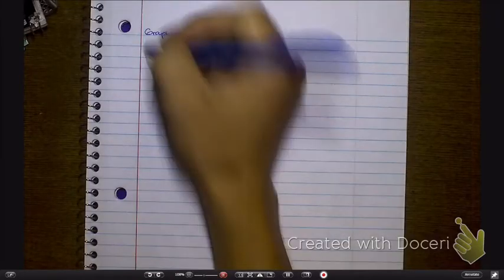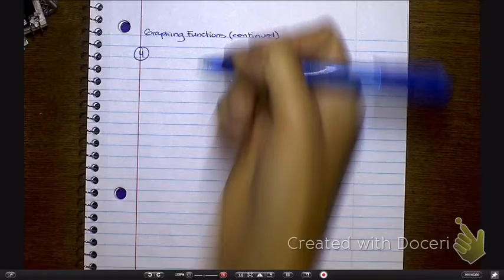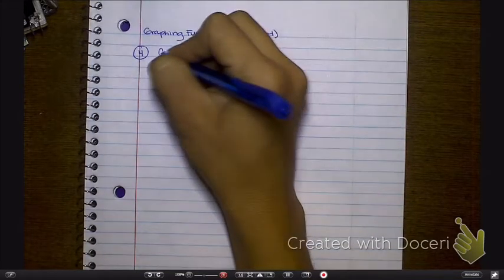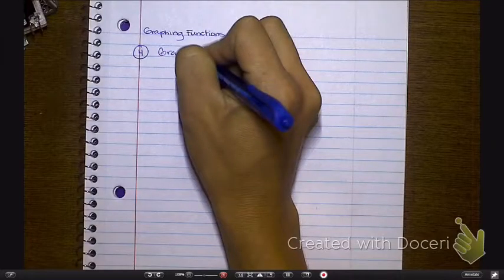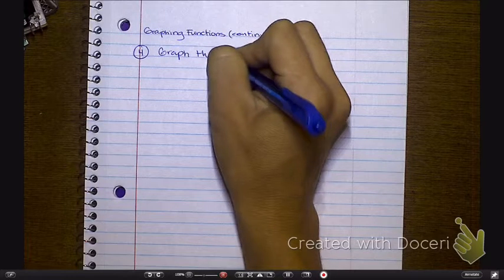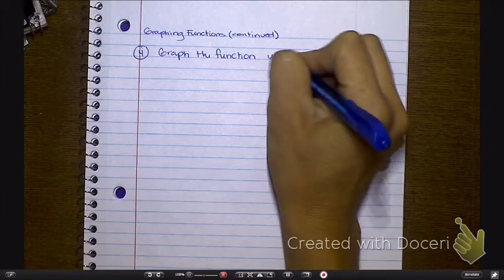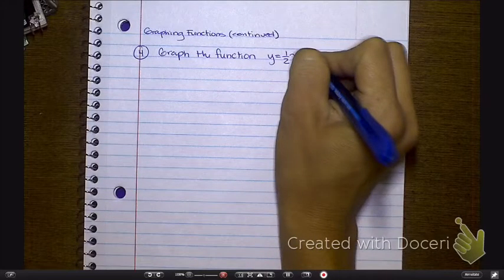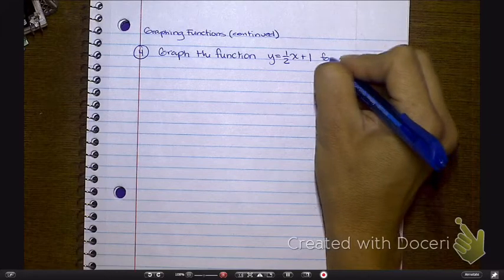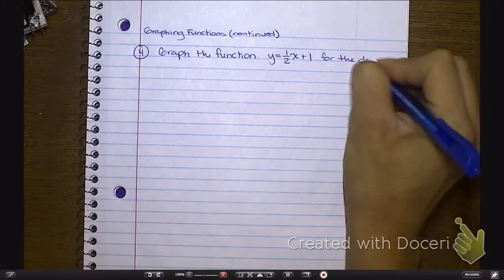Today what we're going to do is a couple more examples of graphing functions, okay? So the first one we're going to do, this is continuing on, so this is number 4. Okay, example 4. So what we're going to do is graph the function y equals 1/2 x plus 1 for the domain all real numbers.